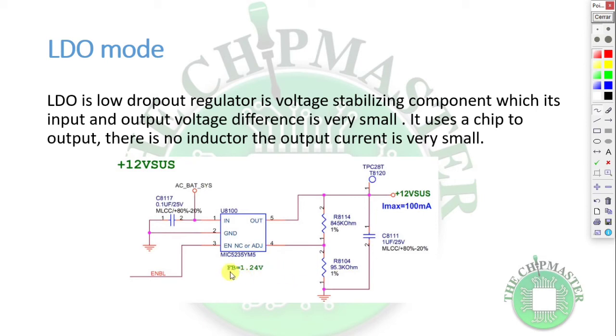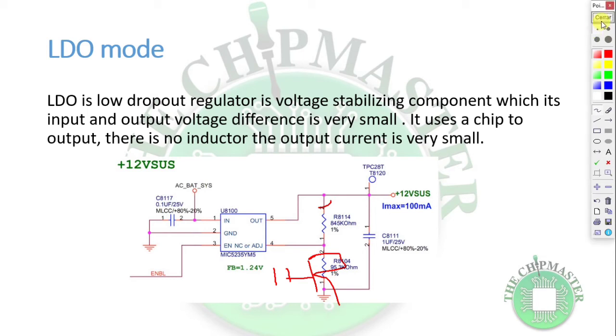So the feedback, which is 1.2 volts, is the voltage after going through these two resistors, which form a voltage divider. The voltage coming back to this pin should be 1.2 volts, which is the feedback adjustment, right? To calculate this, it's 1 plus R1, right? This is R1 and this is R2.